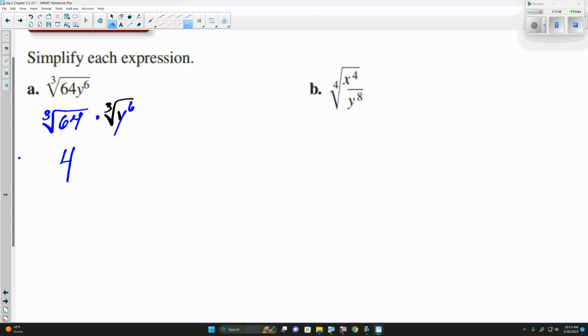Now, what would the cubed root of y to the 6th be? So, let's look back at this here. Nth root of a to the x is equal to a to the x over n.